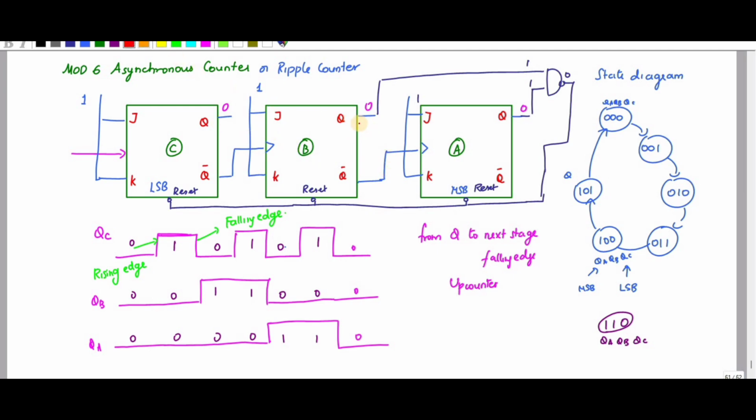Okay, that is from here to the falling edge of the next stage flip flop. So vice versa, it will work as a down counter.